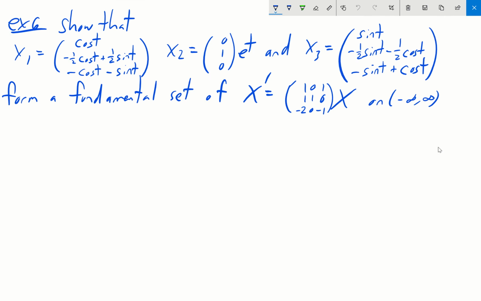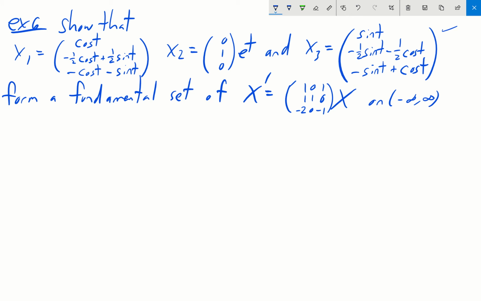In example 6, they ask us to show that x1, x2, and x3 form a fundamental set of the system x prime equals Ax on negative infinity to positive infinity. In a previous problem, we've already shown, I believe, x1 and x2 are solutions to the system. I'll leave it up to you on your own to check: take the x3 derivative, plug it into this differential equation, and show that the solution vector will also be a solution. So we know that we have three solutions to this 3 by 3 system.